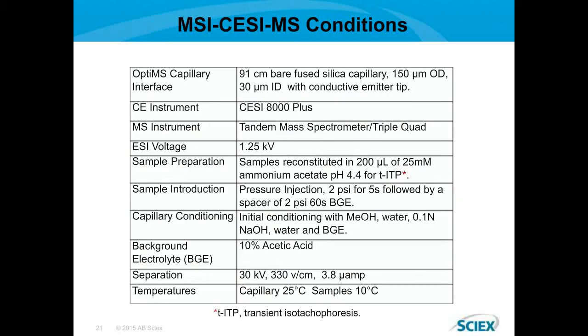The multi-segment injection CESI conditions are described here. The capillary itself was a 91 centimeter long capillary, as I mentioned before, with an internal diameter of 30 microns. The other interesting part is in the sample preparation, where the samples were dissolved in 25 millimolar ammonium acetate, pH 4.4, for this isotachophoresis focusing step, which gives very sharp peaks and allows very high resolution. The samples were pressure injected with a spacer of about a 60-second 2 psi spacer, and the background electrolyte was 10% acetic acid, and we ran at 30 kV.